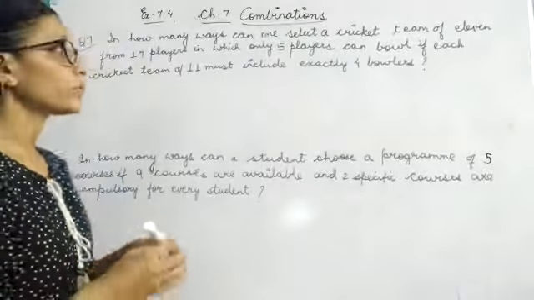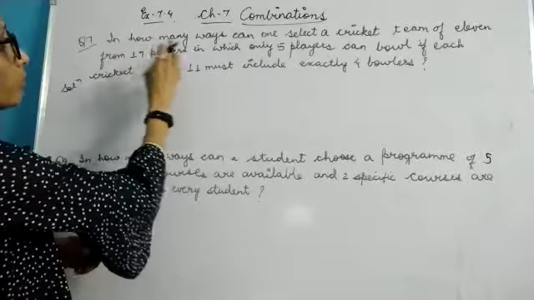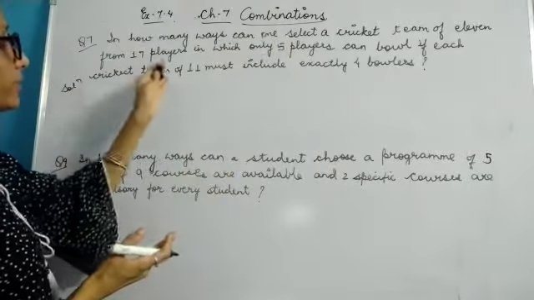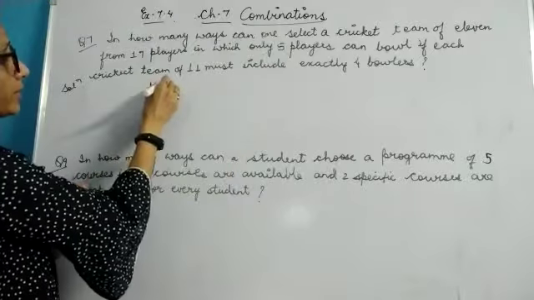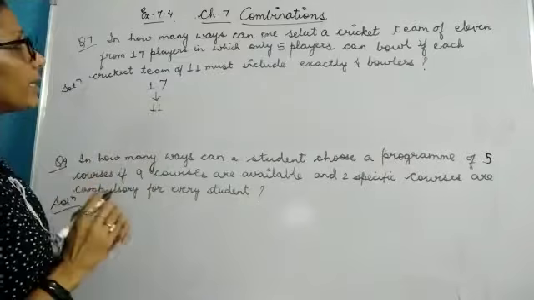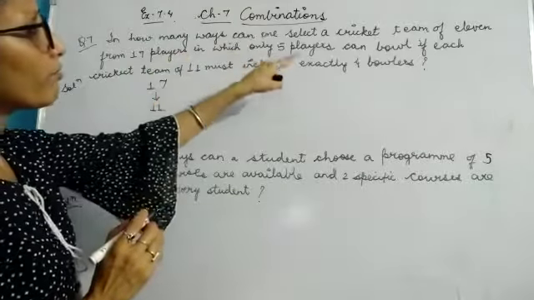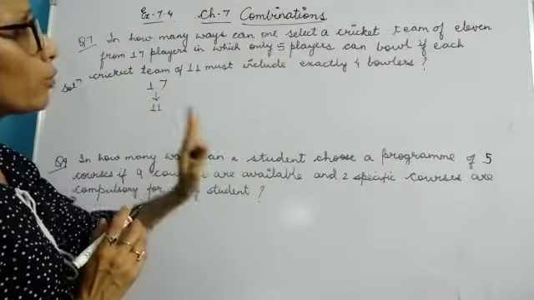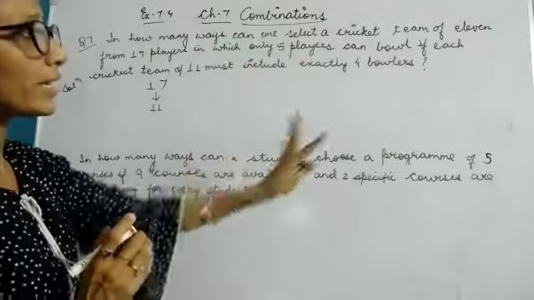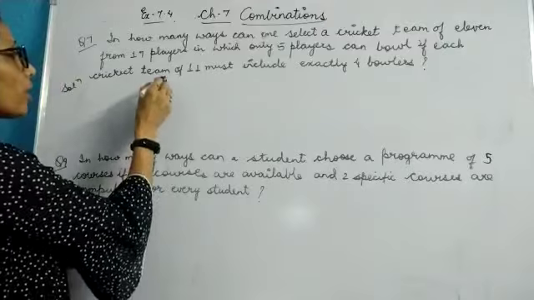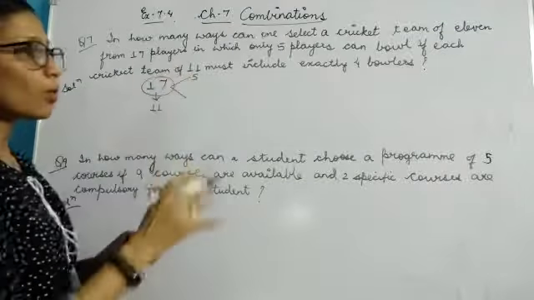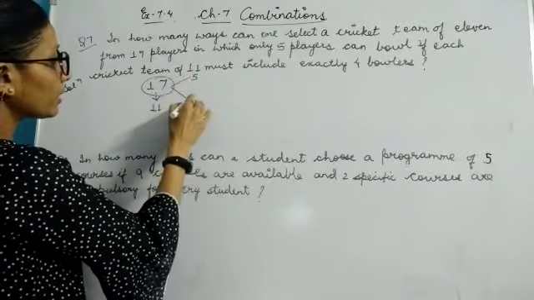After solving, you can pause your video and see the solution. Let's see this question, children. It is given: in how many ways can one select a cricket team of 11 from 17 players. That means you are given 17 players, and out of these 17 we want to select 11 players, in which only 5 players can bowl, if each cricket team of 11 must include exactly 4 bowlers. Now out of these 17, 5 people are bowlers and the remaining people are 12.